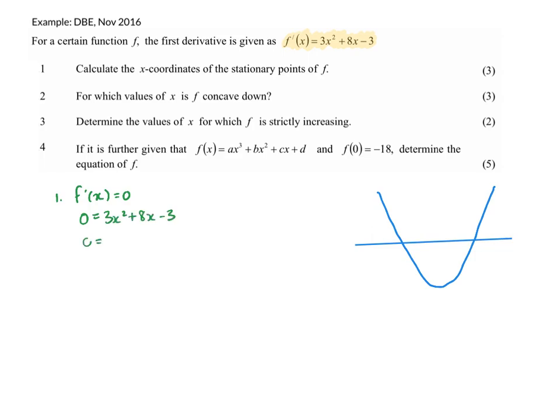Then I can factorize, since it's quadratic: 3x and x, plus 3 at the end and minus 1. And I can see what the values are for x. The question only asks for x coordinates, so I'm just going to give the x values. x is a third or x is negative 3. Let me add that to my graph.